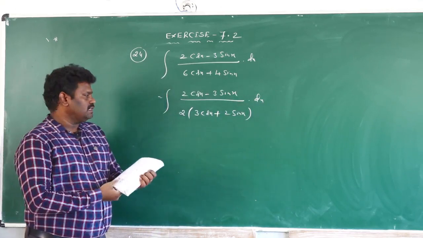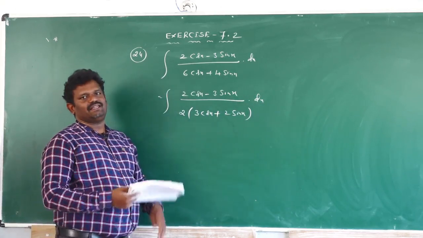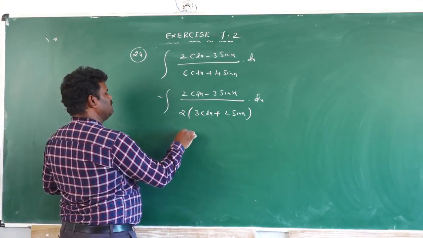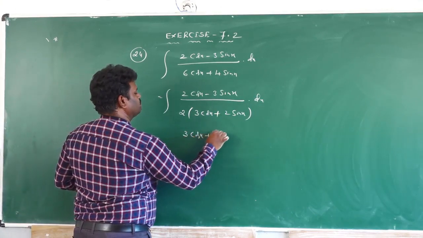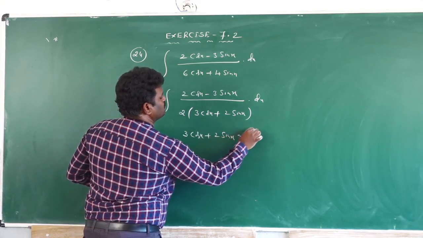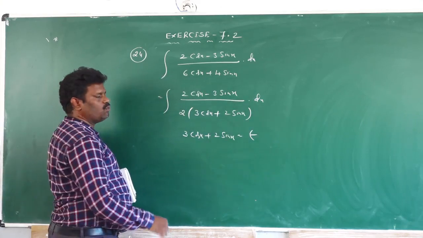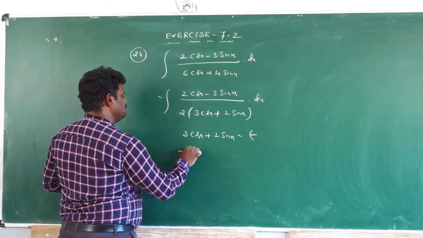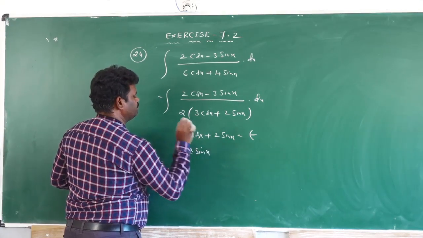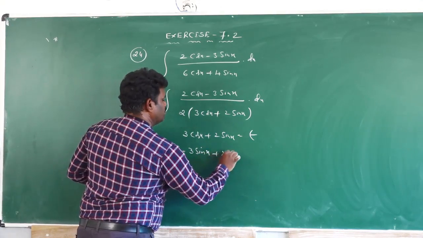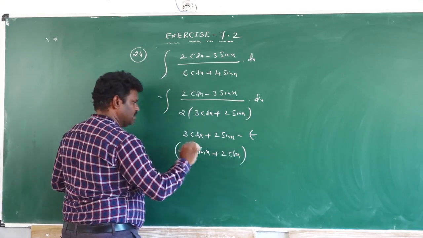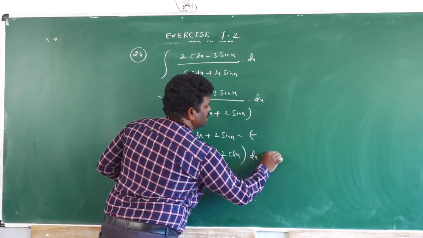Now see, we consider only that bracket value for substitution. What would happen here? 3 into cos x plus 2 into sin x is equal to t. Now what is the derivative of this? Minus 3 sin x plus 2 cos x into dx is equal to dt.